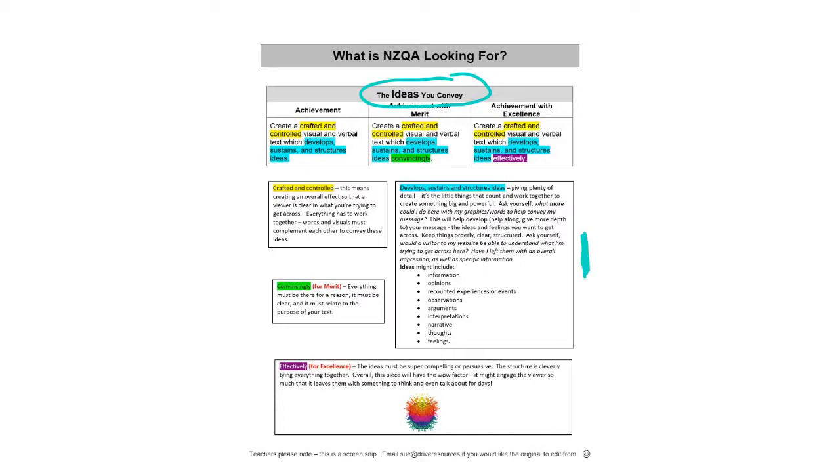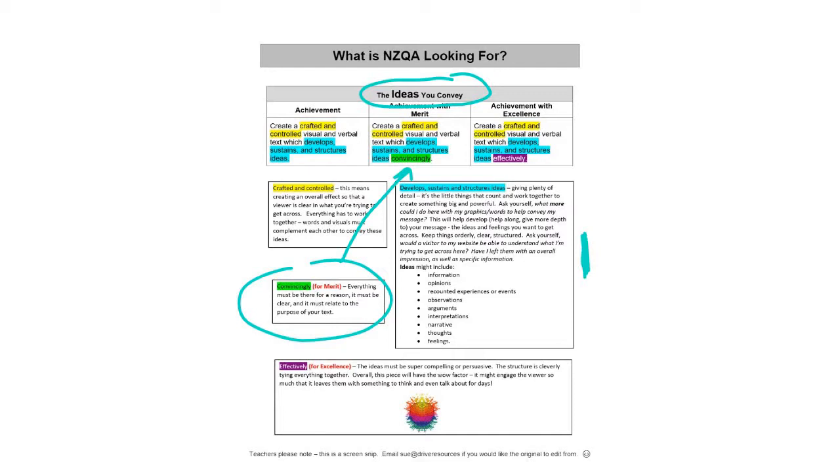Now, for merit, what do you need to do? What's different? Well, that word convincingly. So you've got to really have a solid website. It's obviously conveying a specific idea, so it's obviously catering to a specific audience. The message you are creating is very clear. So we're talking about a really solid effort.